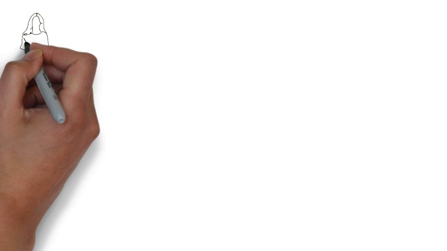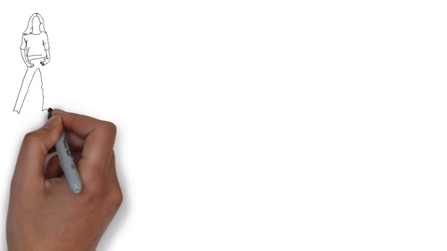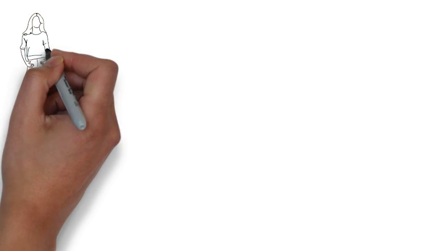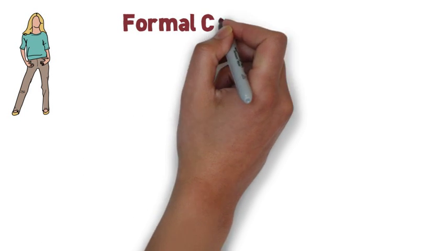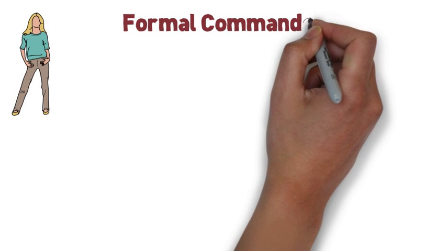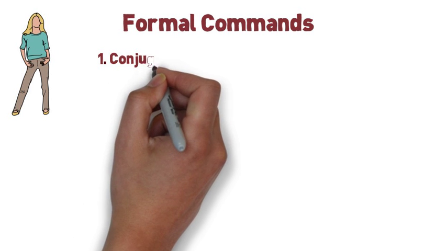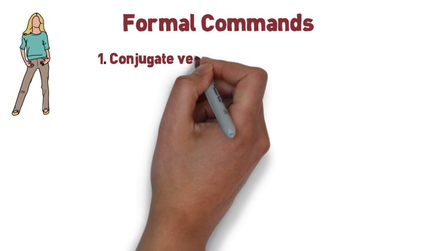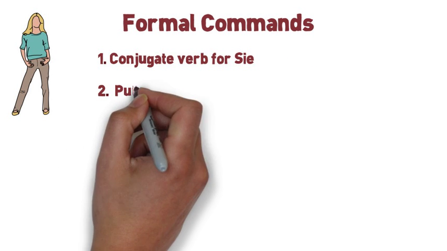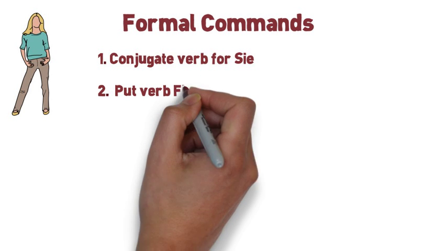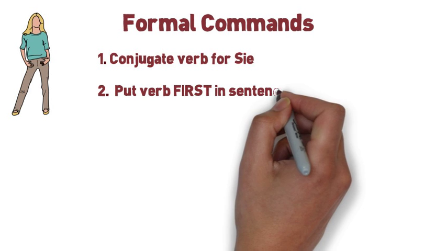Now let's move on to formal command forms. As with all things formal, take this one very seriously, because German speakers take it very seriously. But this one is also very simple to construct. First, we're going to conjugate the verb for Sie, the formal form. And in fact, this will almost always just be the infinitive form. Then, we're going to put the verb first in the command as usual, but this time we're going to keep the word Sie right after the verb form.